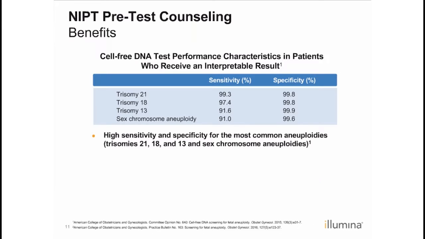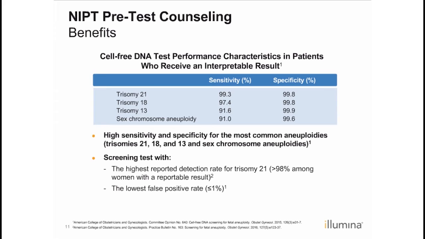I like to let the patients know that NIPT provides screening for the most common aneuploidies, which is trisomies 21, 18, and 13, as well as the sex chromosome aneuploidies. The sensitivity and specificity are very high and vary by condition. ACOG and SMFM cite sensitivities ranging from 91% for the sex chromosome aneuploidies to 99.3% for trisomy 21. The specificities of NIPT for these conditions are 99.6% or greater. NIPT is the screening test with the highest reported detection rate for trisomy 21.